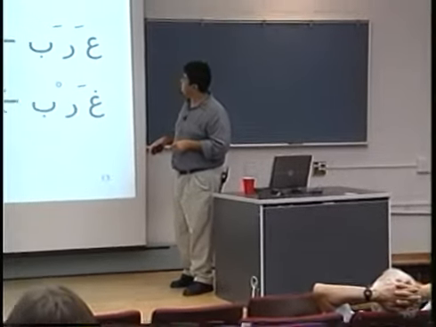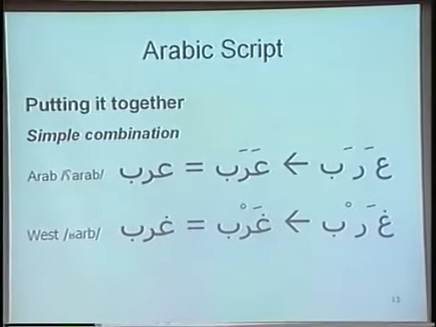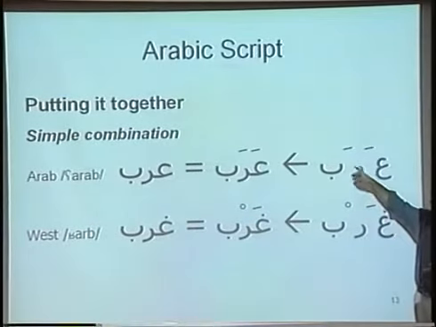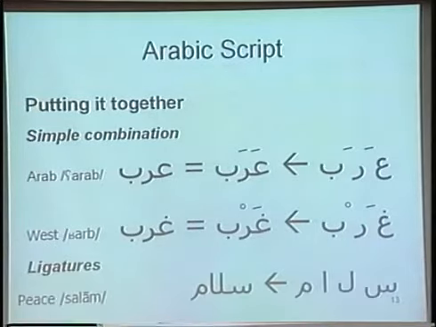Okay, so you get these pieces together, putting the vowels, and you get similar words. Again, there's a lot of ambiguity that comes from deleting the vowels and also the letter marks. One last thing about ligatures.